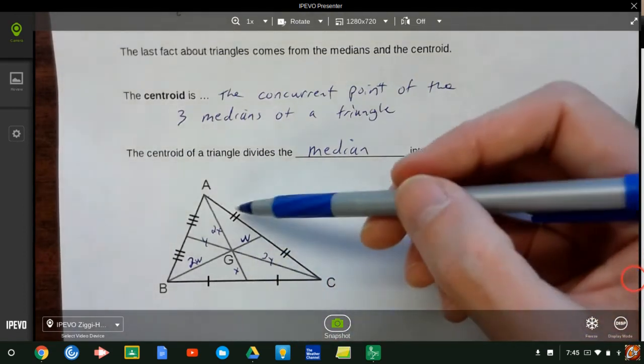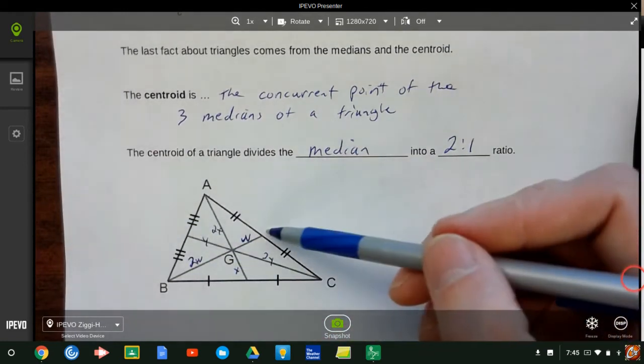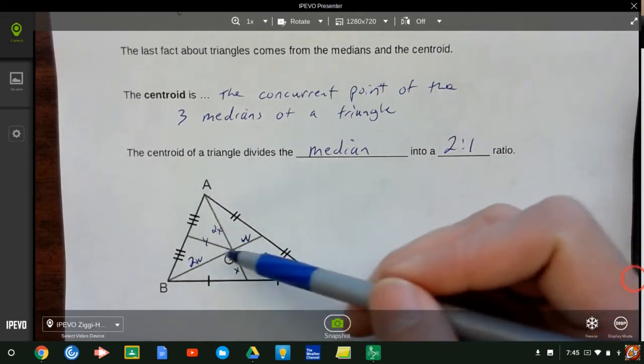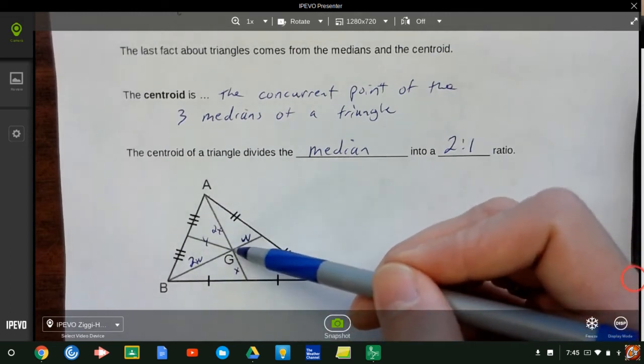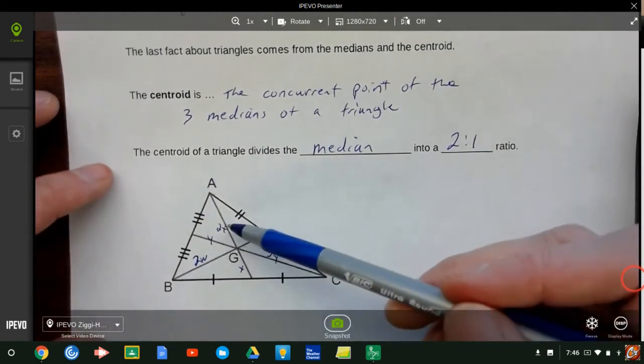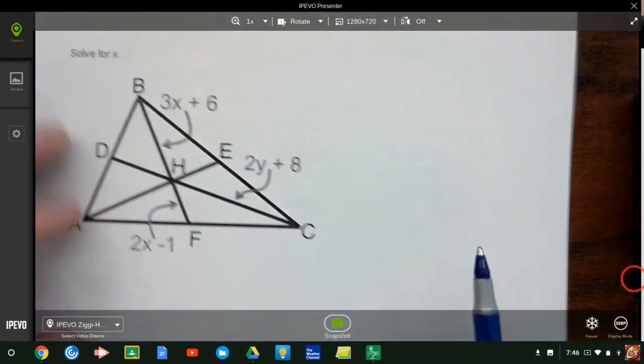How do I know they're medians? Because I see they're bisecting this side. Okay, so that's what you look for. If I bisect the side and come from a vertex, that's going to make it a median. So the three medians given by centroid, and it doesn't bisect, it cuts the sides in a 2-to-1 ratio, which allows us to solve this kind of problem.